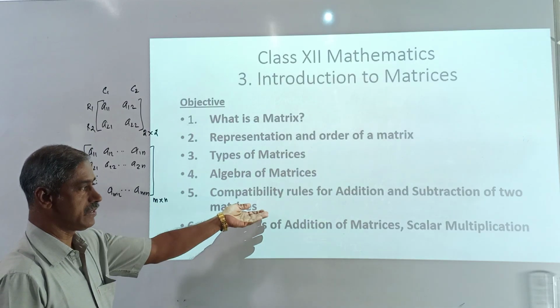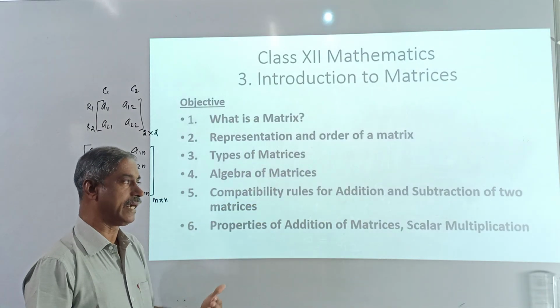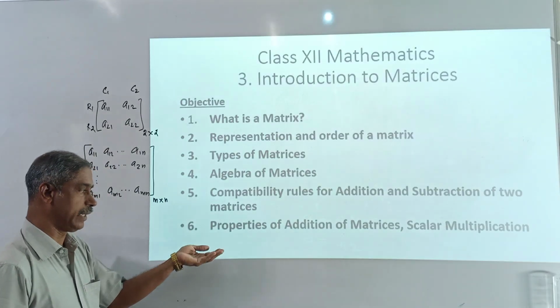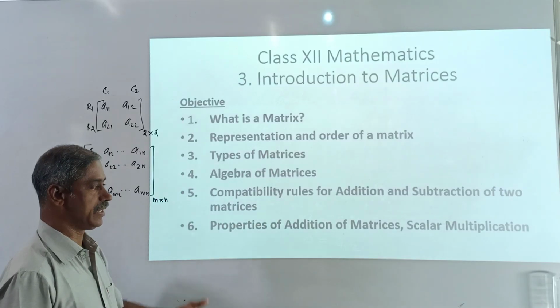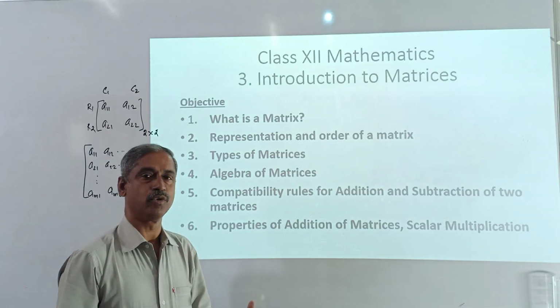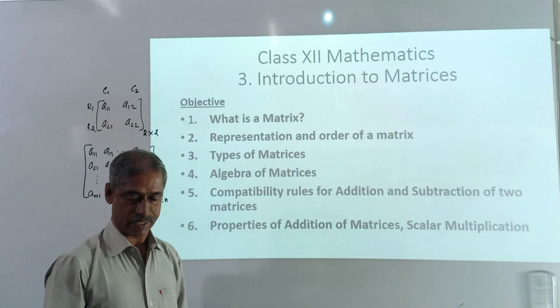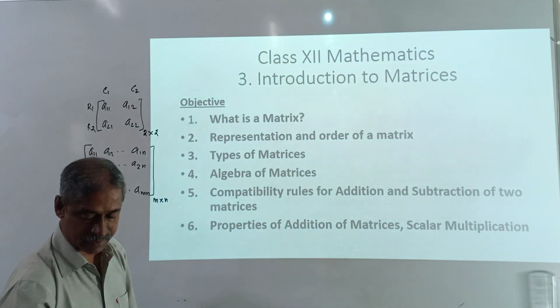The compatibility rules speak about how we can add two matrices or more than two matrices, or subtract them. And the last point will describe the properties of addition of matrices, or of scalar multiplication of a scalar with a chosen matrix. It's an introduction, or we can call it an objective.